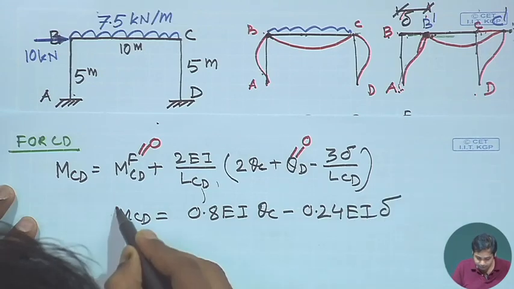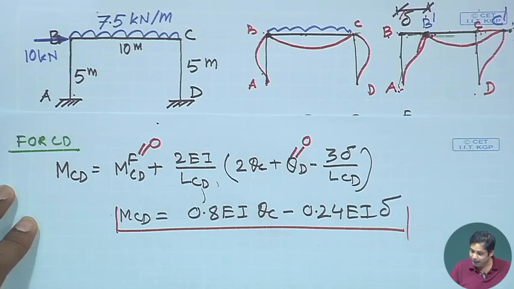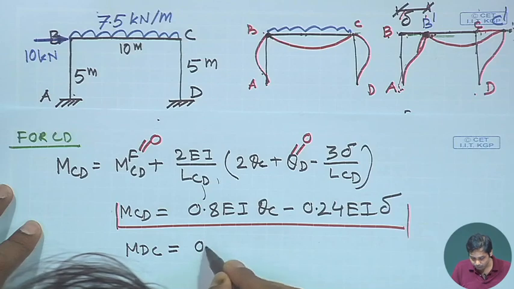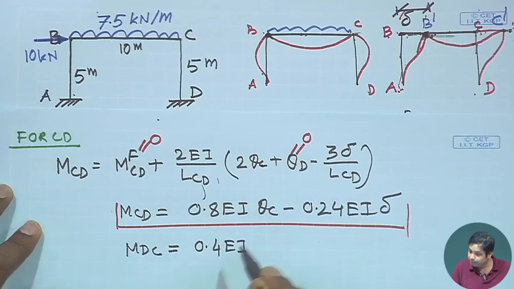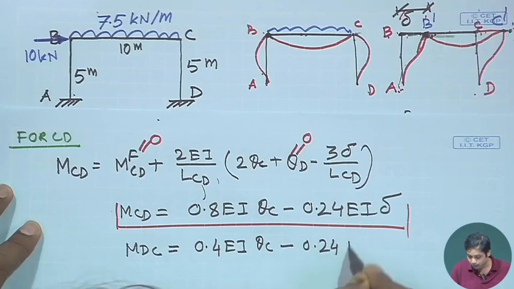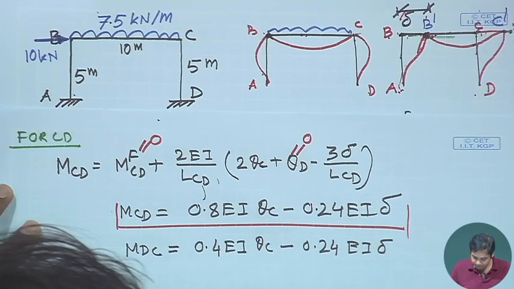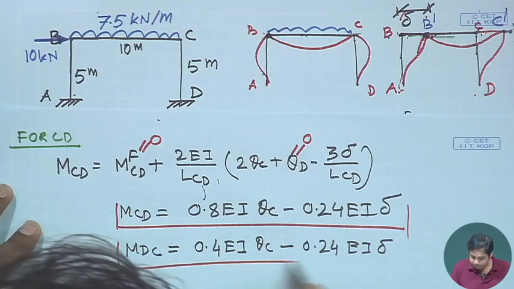Okay. So, this is for MCD, and similarly we can write for MDC, and that will be 0.4 EI theta C minus 0.24 EI delta. Okay. So, this is for DC.